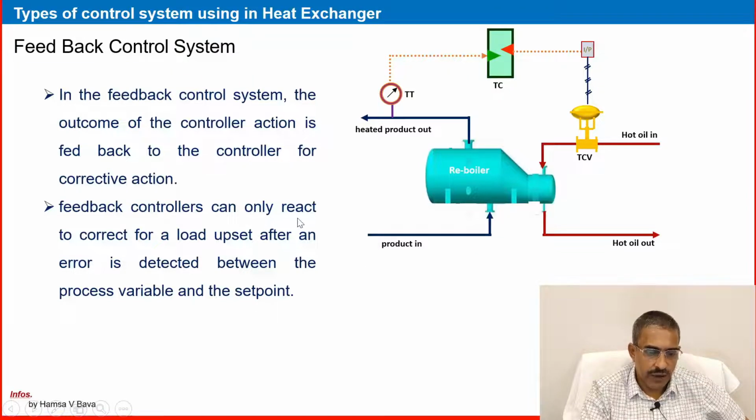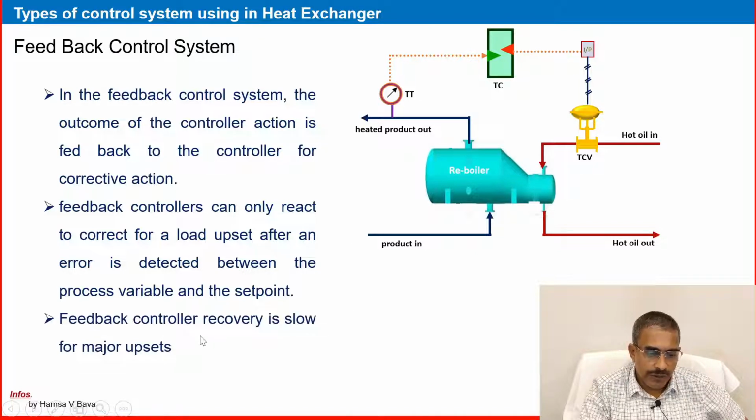Feedback controllers can only react to correct. See, it reacts when the process variable comes here. If the process variable is equal to set point, there is no change. But if the process variable is above or below the set point, an error is produced as corrective action, and the control valve will open or close slightly, regulating the flow to get the temperature back to set point. So a feedback controller is slow to recover from a major upset. That is the only limitation of the feedback controller.